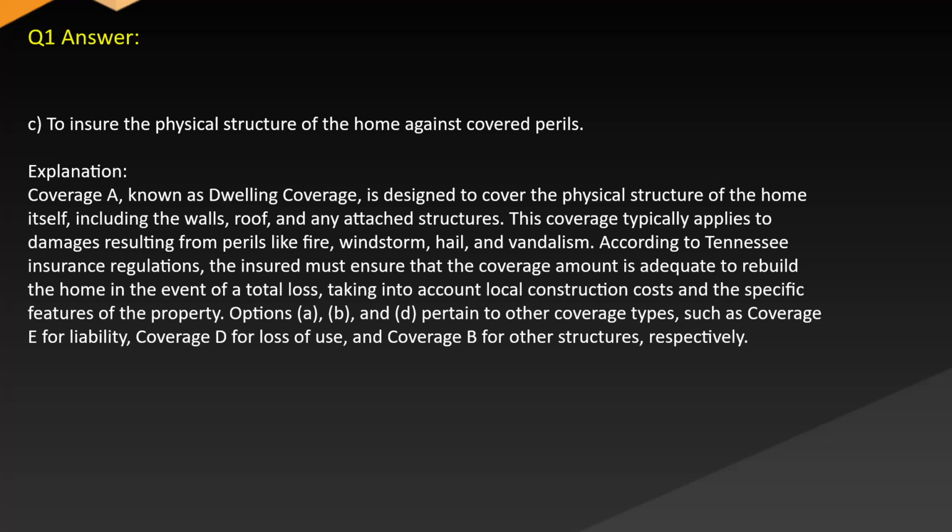Explanation: Coverage A, known as dwelling coverage, is designed to cover the physical structure of the home itself, including the walls, roof, and any attached structures. This coverage typically applies to damages resulting from perils like fire, windstorm, hail, and vandalism.